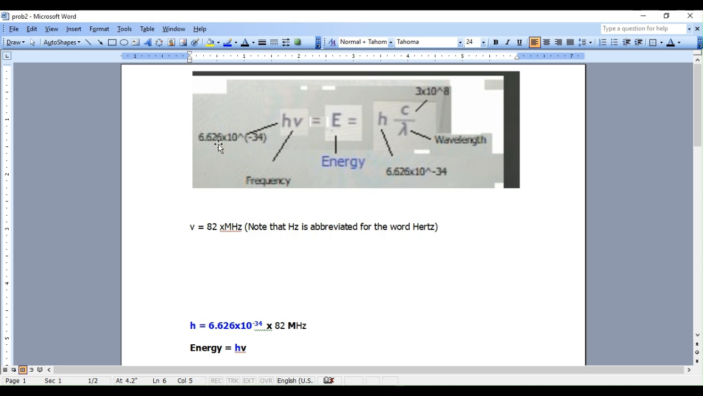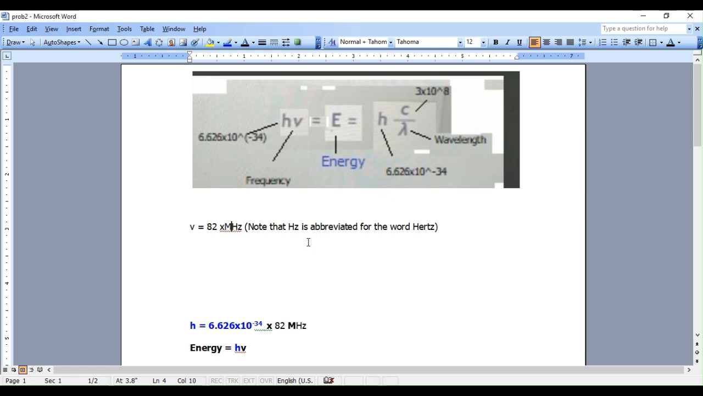H is 6.626 times 10 to the minus 34, otherwise known as Planck's constant, never changes. And v is the frequency. I don't know why they didn't choose f to represent frequency, but they use v. I can't change it. So when you see 82 megahertz, we need to be in hertz, not megahertz.